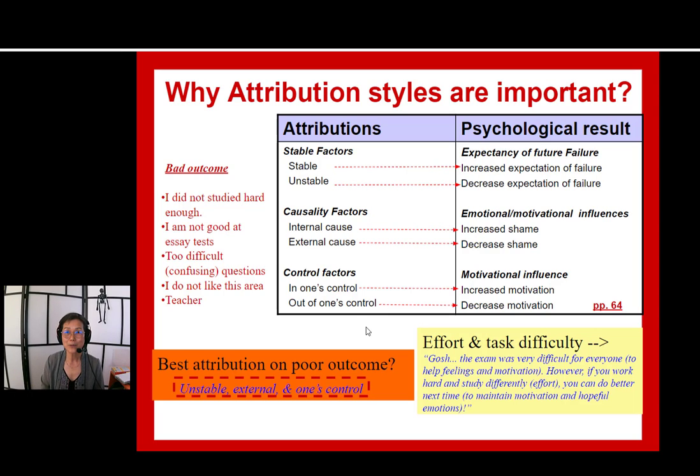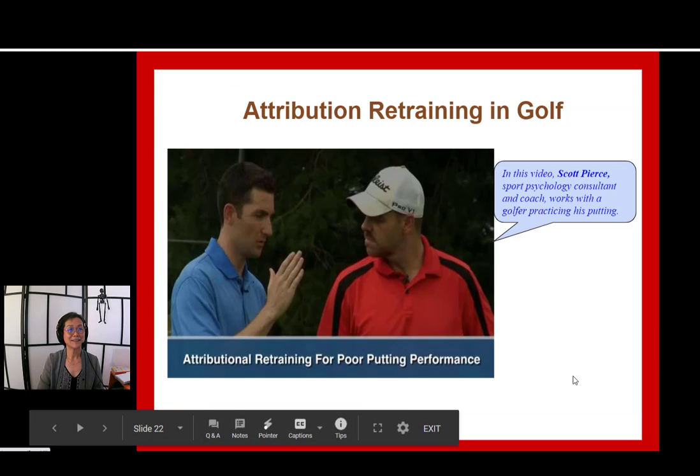Something unstable, something external, and something under somebody's control. It's effort again, and you can use task difficulty right there. So you can say, oh gosh, the exam was so difficult. Why do you say that? To help that person's emotion a little bit. You don't have to just kill their emotions right there. Then have a conversation. Like, if you work on it differently, what happens? Effort is emphasized right there. Then you can improve, which brings their motivation to continue higher up. Got it? All right.